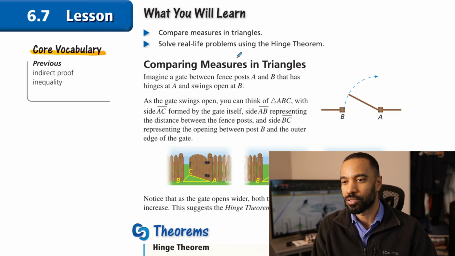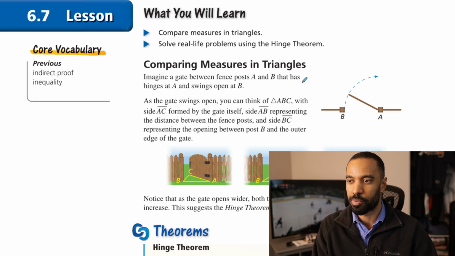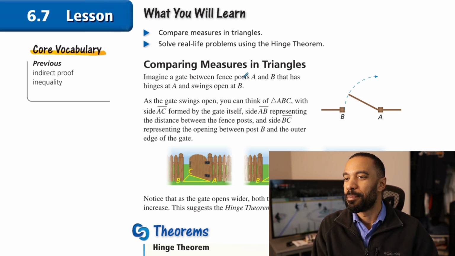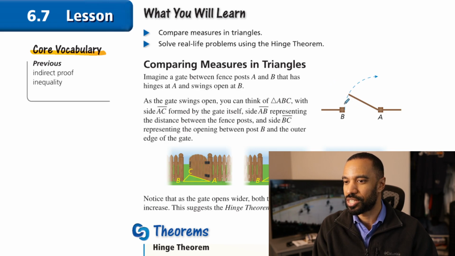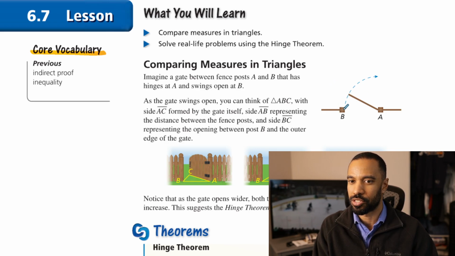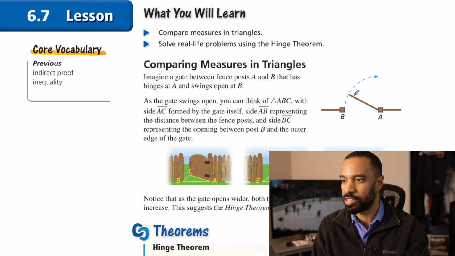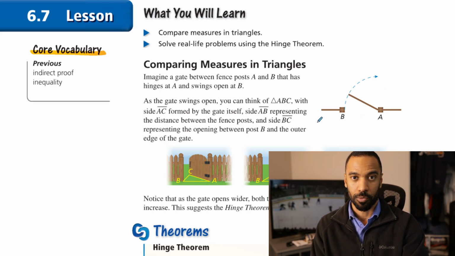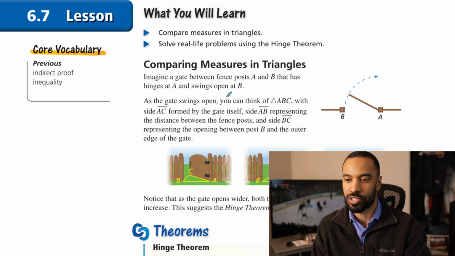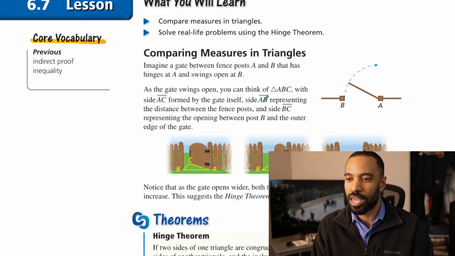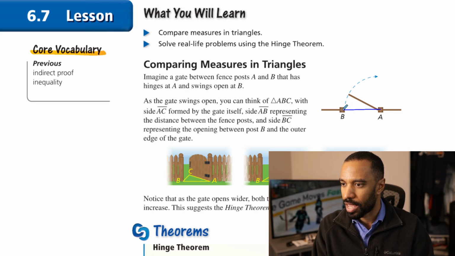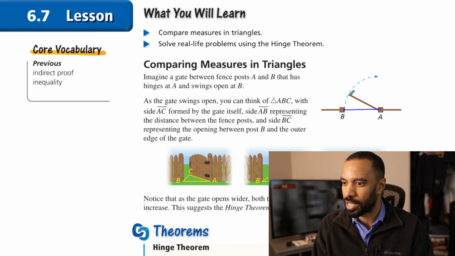Comparing measures in triangles. Imagine a gate between fence posts A and B that has hinges at A and swings open at B. So right here, this is the gate, and it can swing open that way, and you can see that A's thing right here, it would stay the same length and just rotate around, kind of like the radius of a circle. Not that radii rotate around, but it goes that distance, like A is a center. As the gate swings open, you can think of triangle ABC with side AC formed by the gate itself, side AB representing the distance between the fence posts, and side BC representing the opening between post B and the outer edge of the gate.